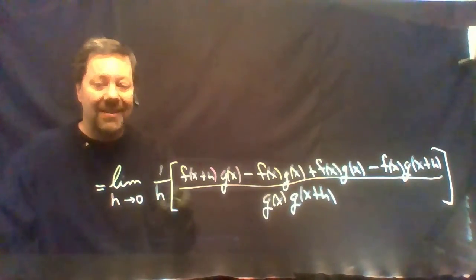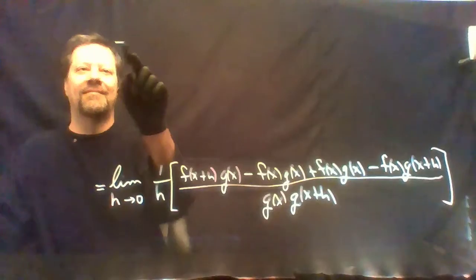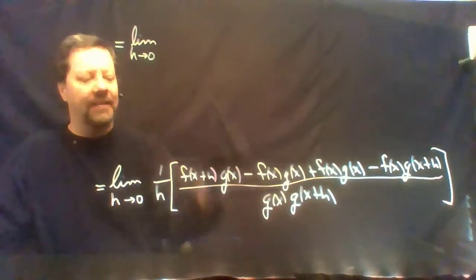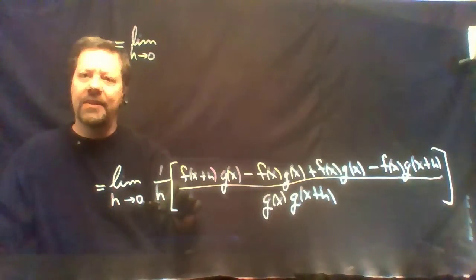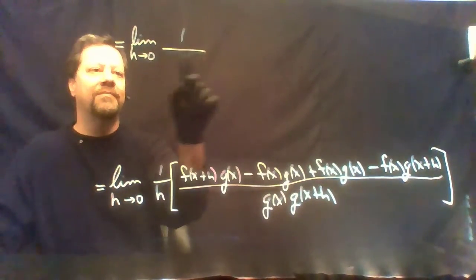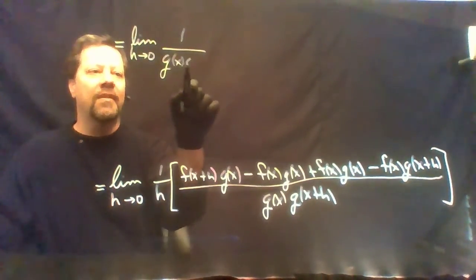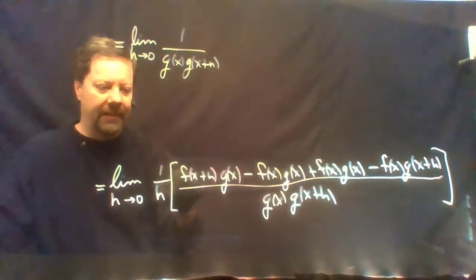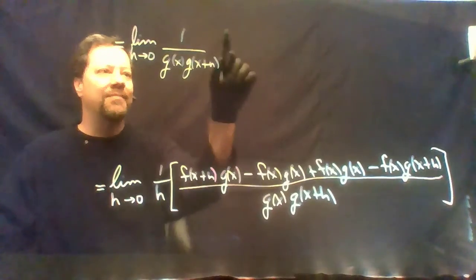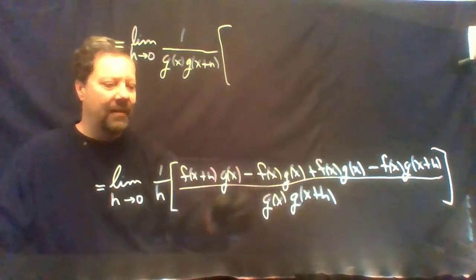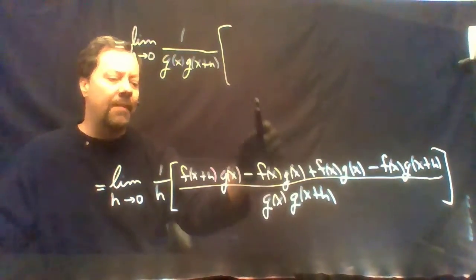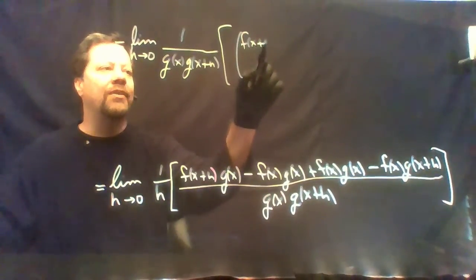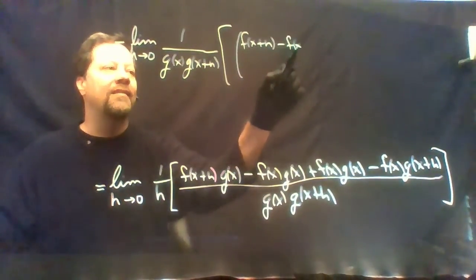Now we do need to suss this out a little bit. I'm going to switch these two factors in the denominator, g of x plus h. These will come out front. This will go inside. On the first two terms, we have a common factor of g of x. I'm going to factor that out on the right.